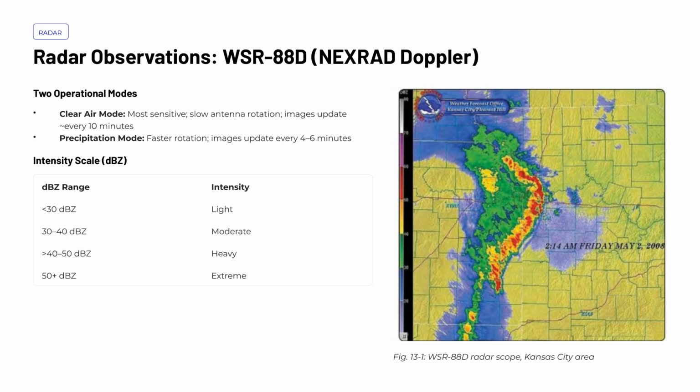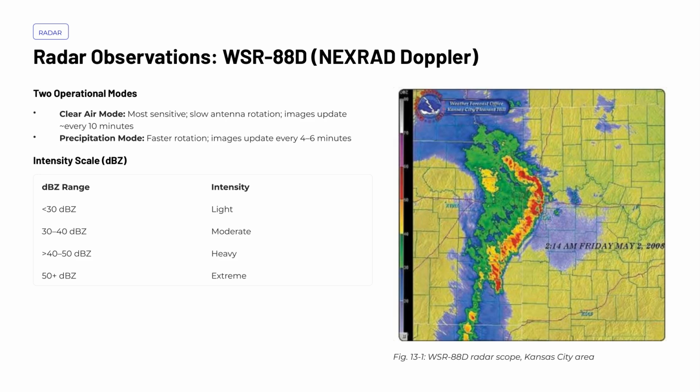The primary radar system used in operational meteorology is the WSR-88D, also known as NEXRAD Doppler radar. Understanding how this system works is essential for interpreting weather observations accurately. The WSR-88D operates in two distinct modes depending on current weather conditions. Clear air mode is the most sensitive setting, designed to detect even weak returns in the atmosphere. In this mode, the antenna rotates slowly, and images update approximately every 10 minutes.